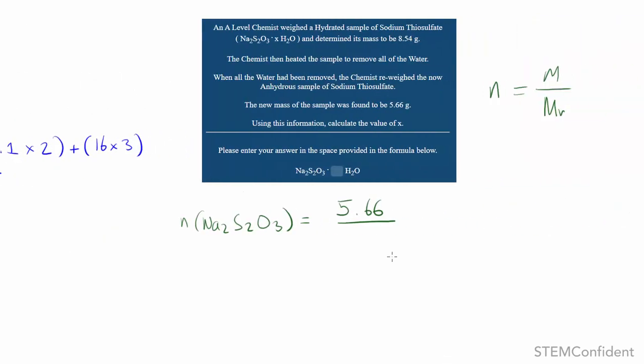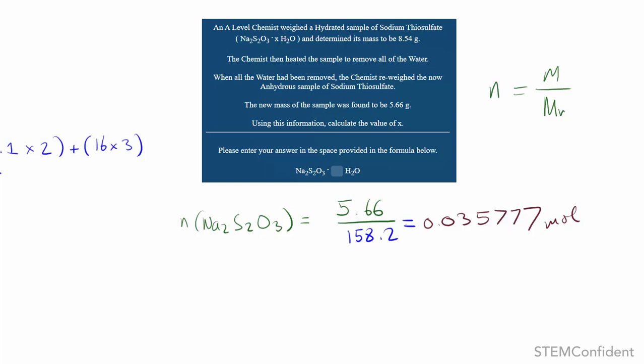So using that value, 158.2, we can now work out the number of moles for Na₂S₂O₃ in this particular 5.66 gram sample. If you have a go at working it out, what you should find is you get 0.03577, and that's going to be in moles.